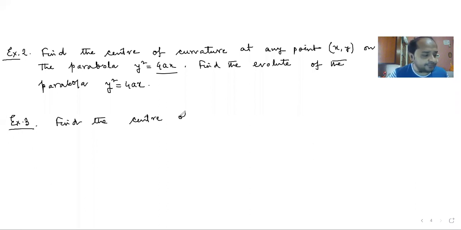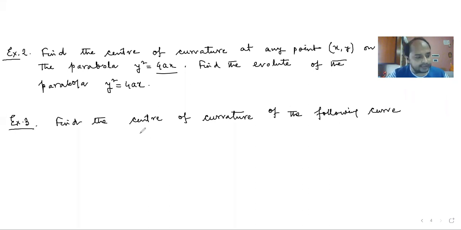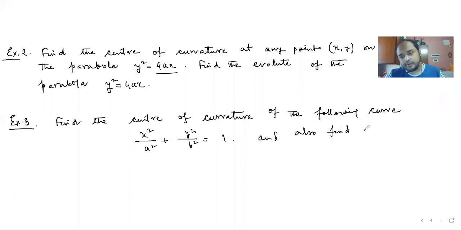Find the center of curvature of the following curve, that is x squared by a squared plus y squared by b squared is equal to 1, and also find the evolute of this curve. I have given you only the known problems.